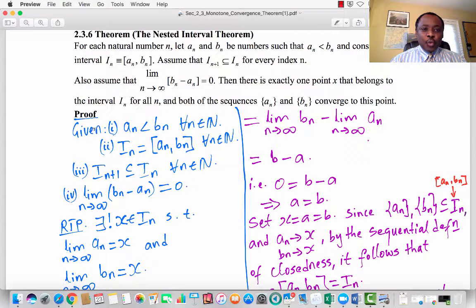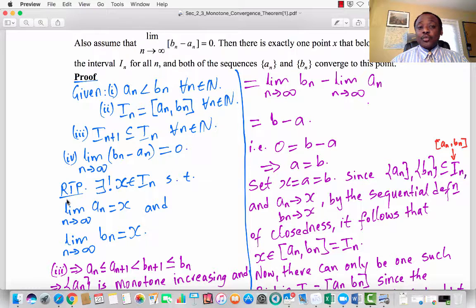Proof. Here is what we are given. Number 1, an is less than bn for every natural number n. Number 2, the closed interval In is defined as [an, bn] for every n in N, and it is a closed interval. Number 3, the interval In+1 is a subset of the interval In for every natural number n. And assumption number 4, the limit as n approaches infinity of bn minus an equals 0.